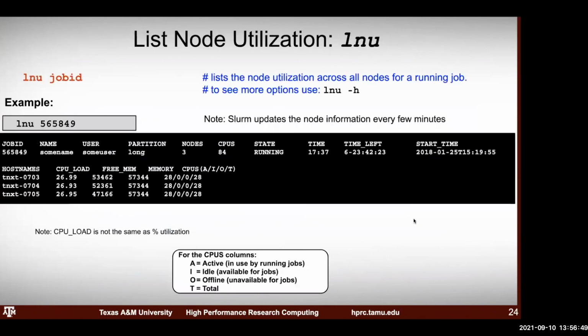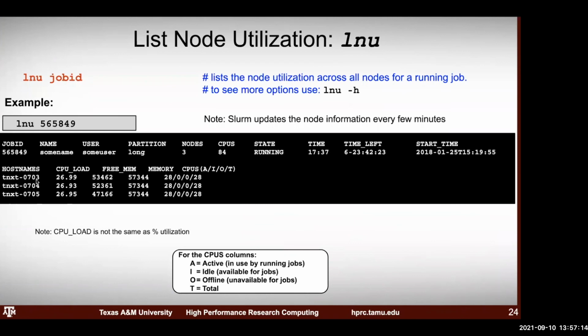List node utilization, LNU. Here is an example of output from LNU. When you run LNU, remember you give it a job ID. You'll see the job ID and the name of the job. You'll see this bottom stuff right here: the host names that the job ran on. Remember I said that when you SQ, you get a node list. So this is that node list broken down.